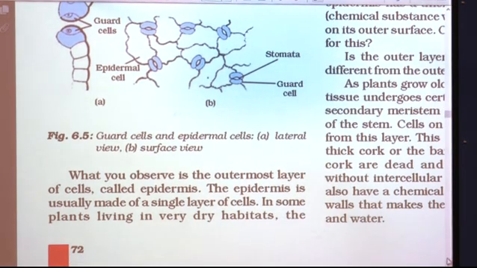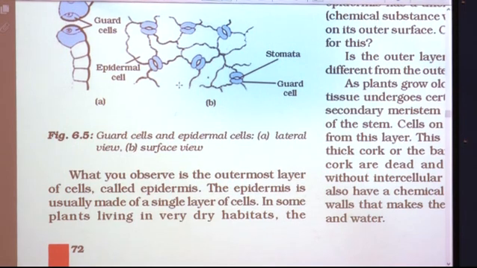What is the function of guard cells? They guard the opening and closing of stomata. You know that during the daytime the stomata are open and during the night they are closed. So this opening and closing of stomata is regulated by guard cells.